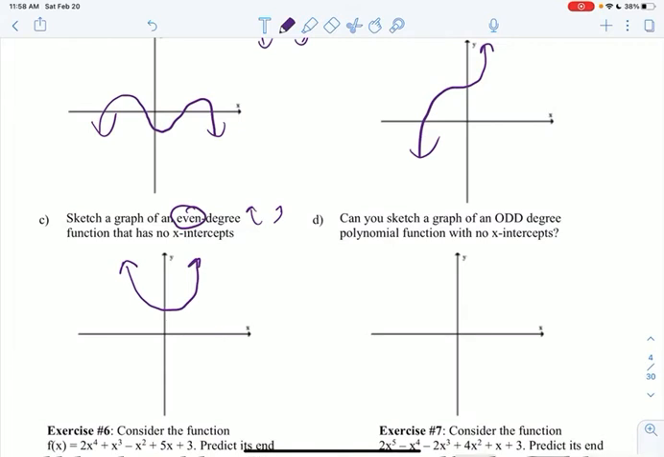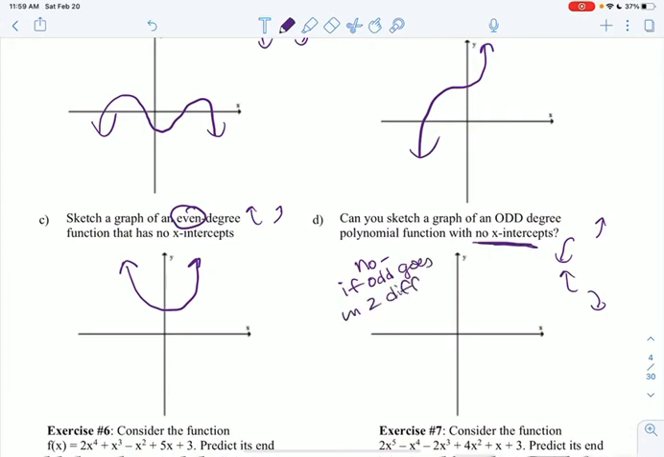Can you sketch a graph of an odd degree polynomial that has no x-intercepts? You actually can't, because odd, remember, has to go like this, or it has to go like this, and that's impossible because it has no x-intercepts. All right, if it's going in two different directions, it would have to cross the x-axis, so no.